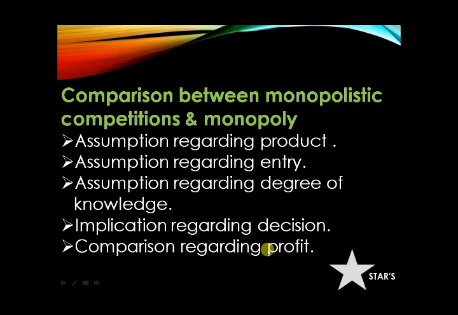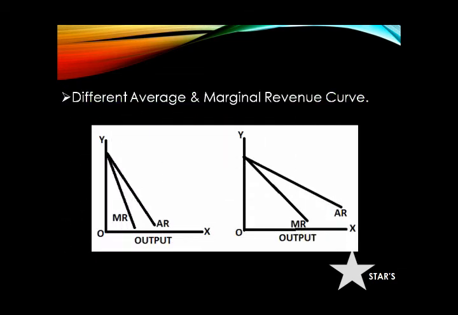Comparison regarding profit. In the short run, the monopolist and a firm under monopolistic competition may earn supernormal profit, normal profit, or may even suffer losses. But in the long run, where a monopolist earns supernormal profit, a firm under monopolistic competition generally earns normal profit only. Now, different average and marginal revenue curves.